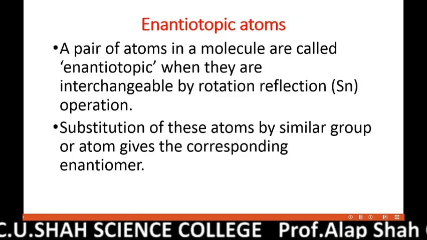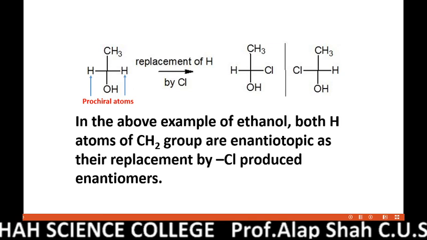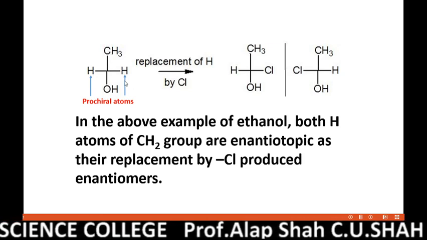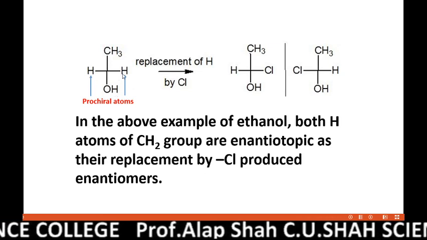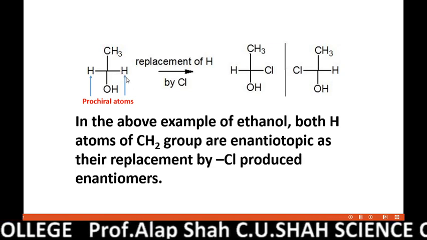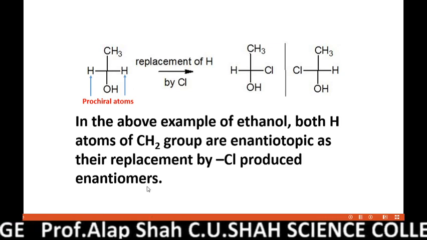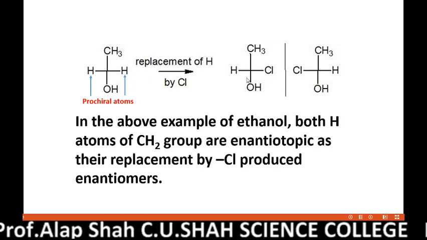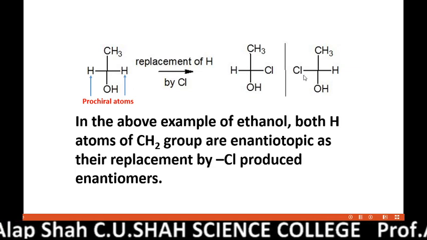Now let us discuss enantiotopic atoms. First, let us try to understand the example. Here you can see that this is an ethanol molecule. Two of its hydrogens, one by one, are displaced by some common group. In this example, I have replaced them by chlorine. So you can see that on the right side, when this hydrogen is displaced by chlorine, we get this isomer. And when the left one is replaced, we get this one.